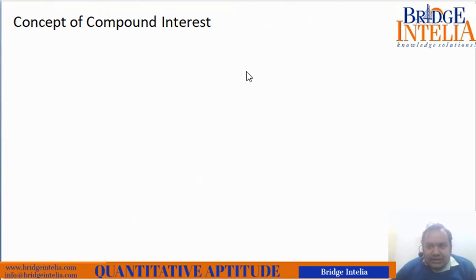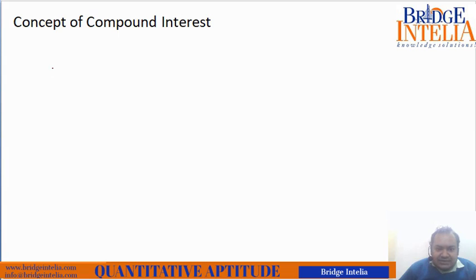So now let us understand the concept of compound interest. Now you know what compounding is, so the same logic is applied in banking transactions. We have already covered the concepts of simple interest. The best way to understand compound interest is to compare it with simple interest.